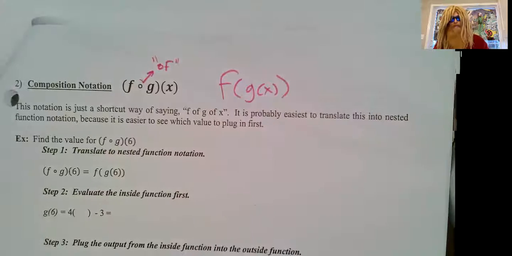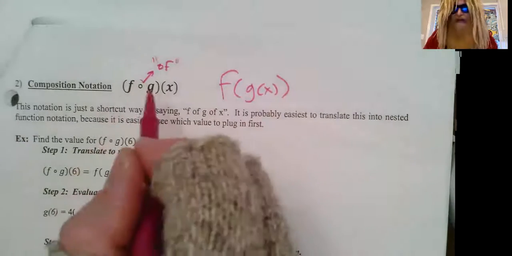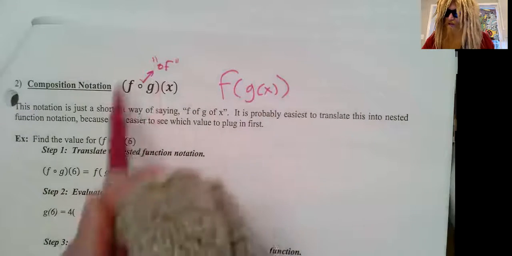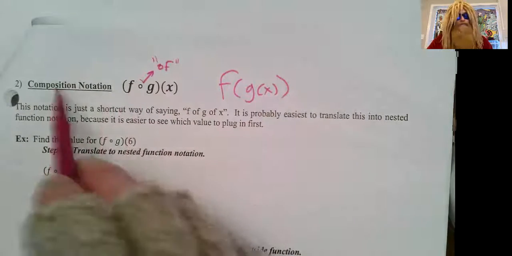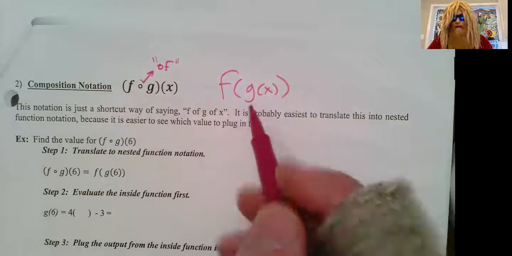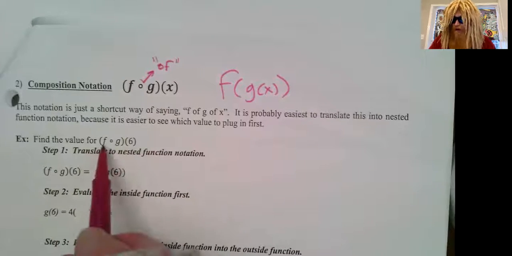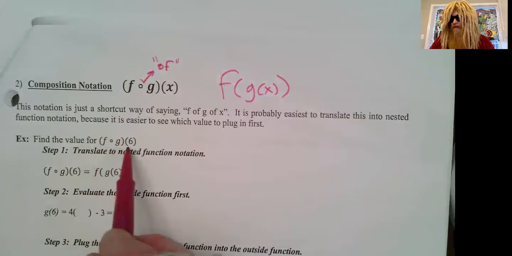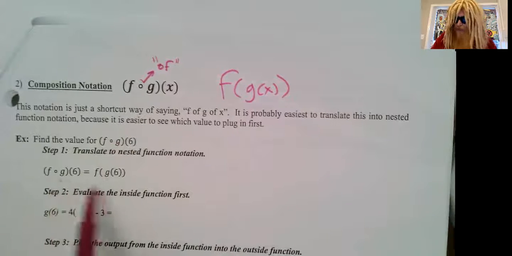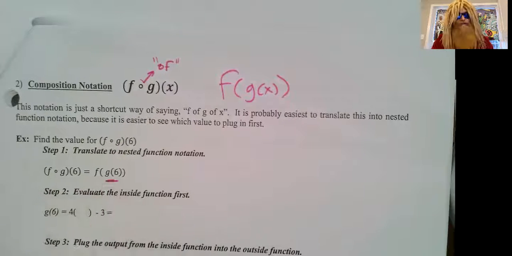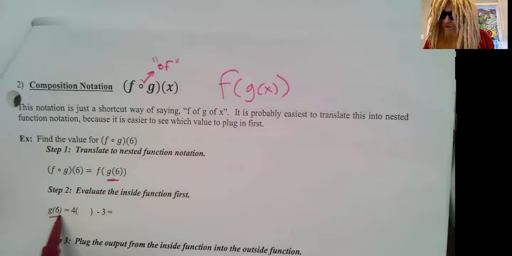And ultimately, there isn't a really great way of doing this and having it look different. Our first step is always translating our composition function into nested function notation, because when it's written this way, it's harder to see what's inside and what's outside. So if I have this composition f of g of 6, I need to write it in nested notation so that now I know I'm going to be evaluating this g of 6 first. Okay, so with that being said, g of 6 is what I'm looking at.